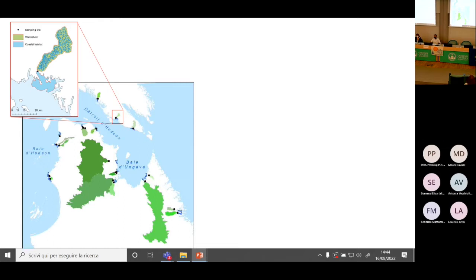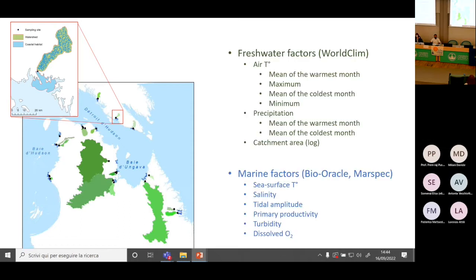And for the saltwater factors, we use a coastal habitat. So we stay between the shore and 5 kilometers offshore, just because we know from telemetry, acoustic telemetry studies, that they do stay close to the shore. So our first goal was to be able to distinguish signals of natural selection that might be different in freshwater and marine factors. We use factors from WorldClim, BioOracle, and MarSpec that you can see here: different air temperature, precipitation, salinity, the tides, productivity, and so on.